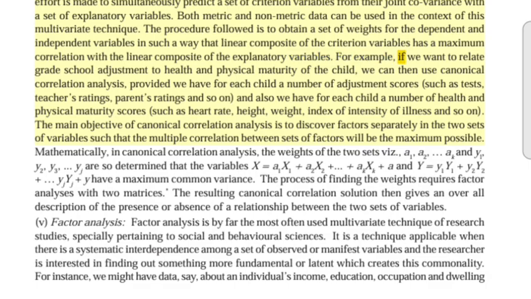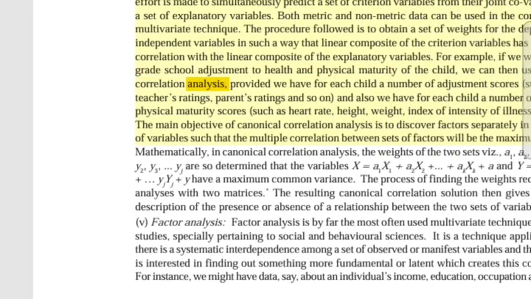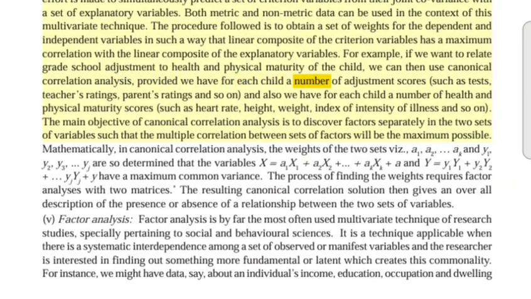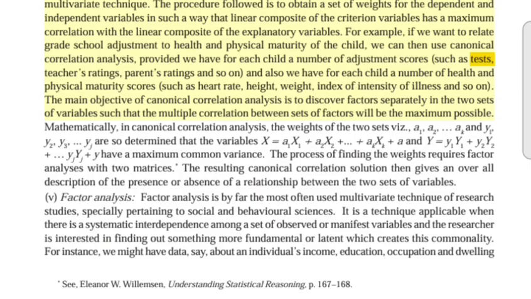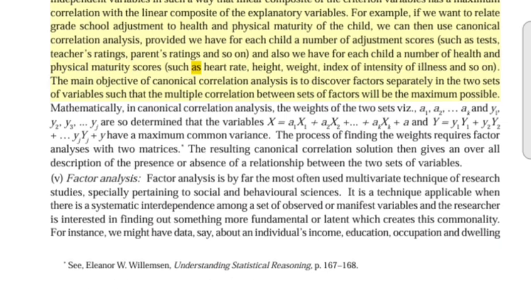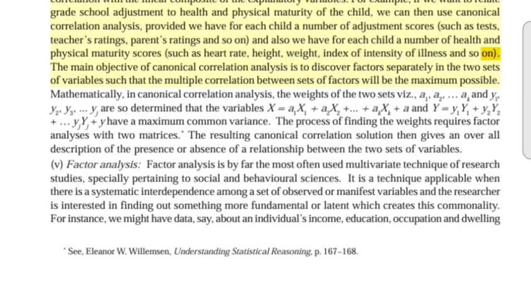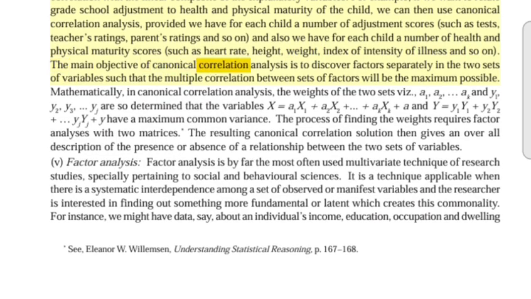For example, if we want to relate grade school adjustment to health and physical maturity of the child, we can then use canonical correlation analysis, provided we have for each child a number of adjustment scores such as tests, teachers' ratings, parents' ratings and so on, and also we have for each child a number of health and physical maturity scores such as heart rate, height, weight, index of intensity of illness and so on. The main objective of canonical correlation analysis is to discover factors separately in the two sets of variables such that the multiple correlation between sets of factors will be the maximum possible.